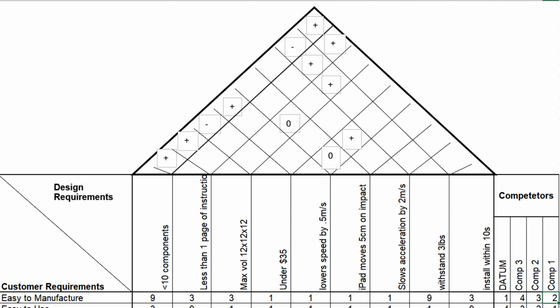At the top is the correlation roof, which shows the interactions between quantitative constraints. A plus sign indicates constraints that reinforce each other. A minus sign indicates trade-offs or conflicts. Zeros indicate little interaction. This lets us anticipate design trade-offs early. For example, reducing acceleration may compete with size or cost constraints.